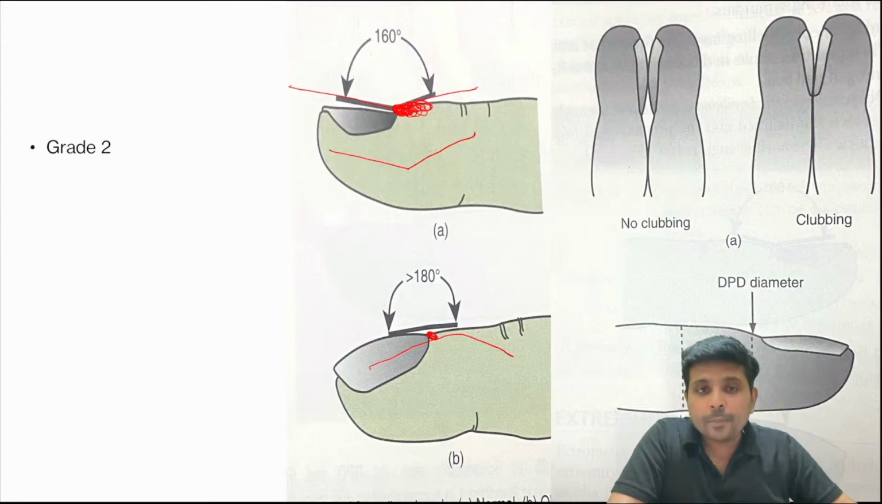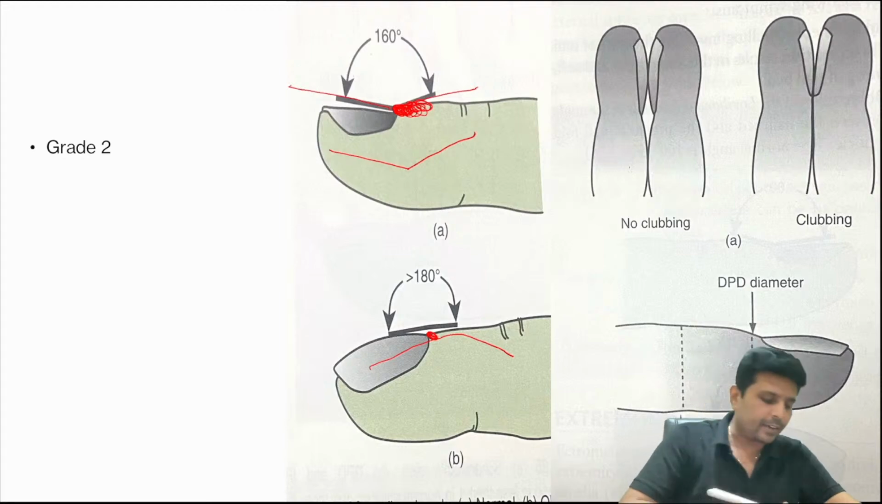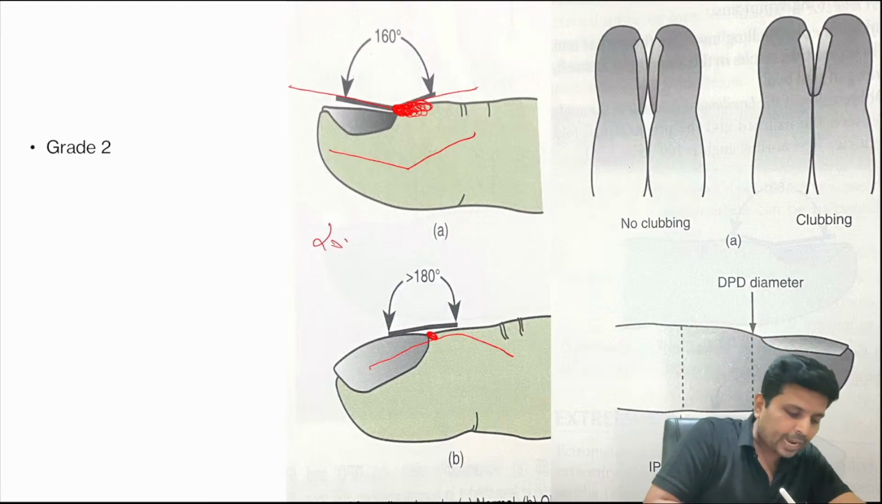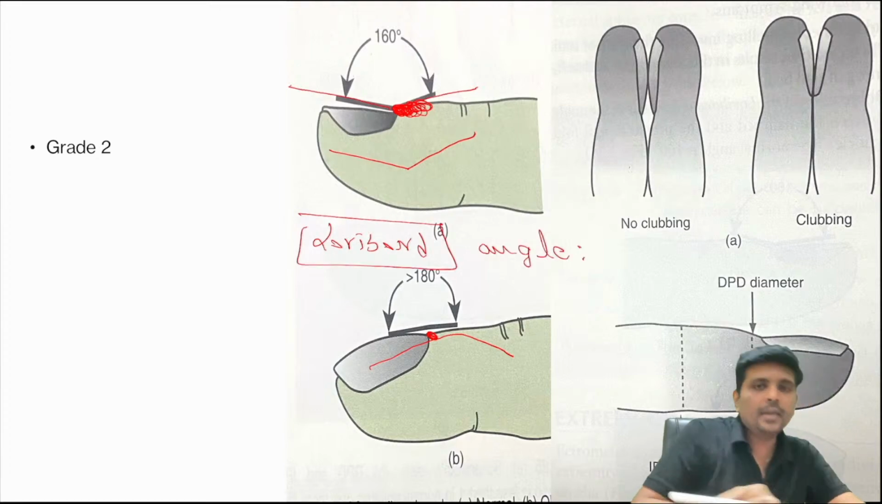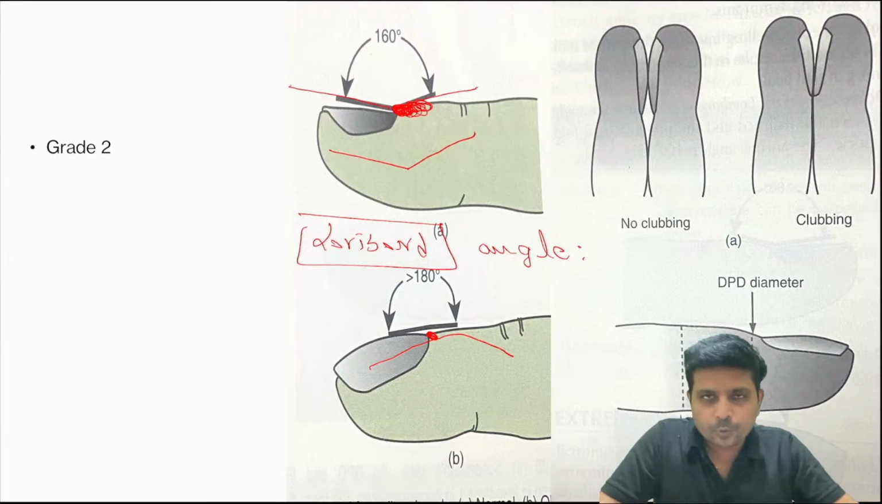This angle between the nail plate and nail bed is otherwise called the Lovibond angle, commonly asked in your viva.